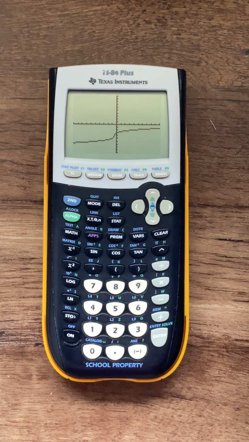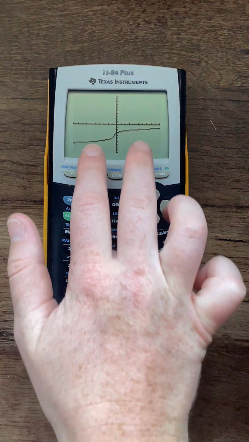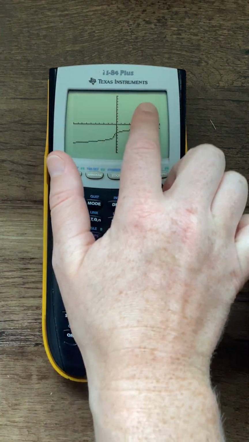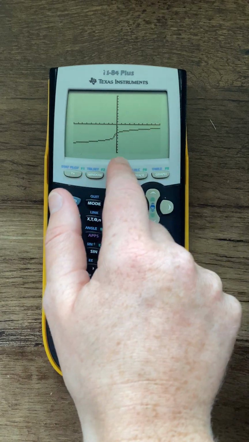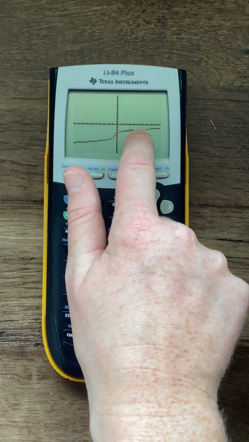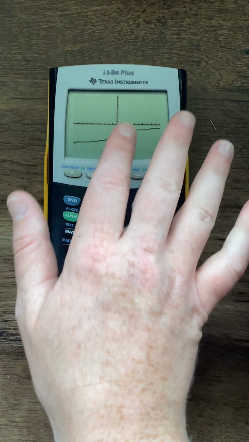Now let's talk about domain restrictions. So domain restrictions are a little bit fancy. They have to do with when you have a function that's only defined in a certain area of x. So let's say we had this function, but we only wanted to see it from 1 to 5, and everything else doesn't matter.